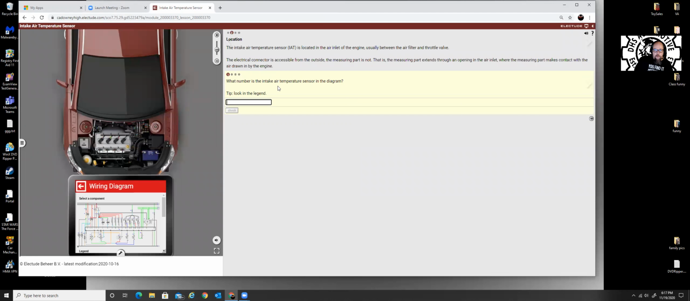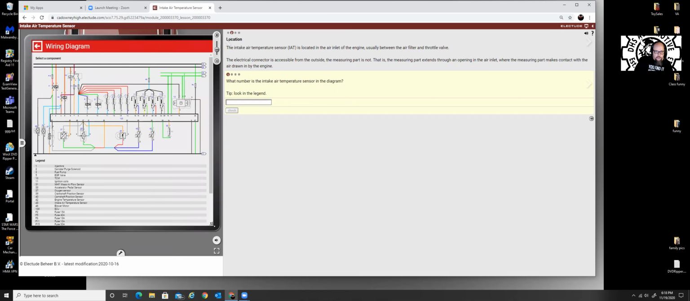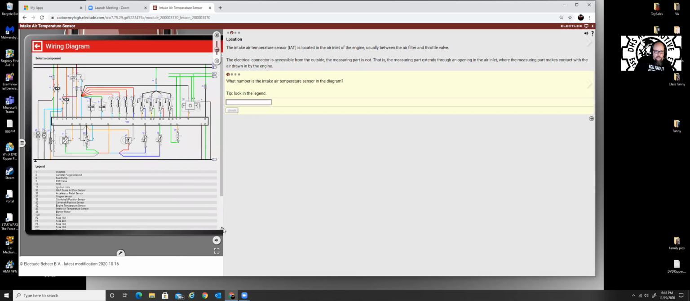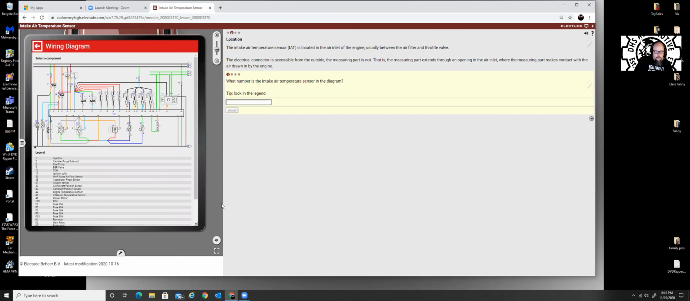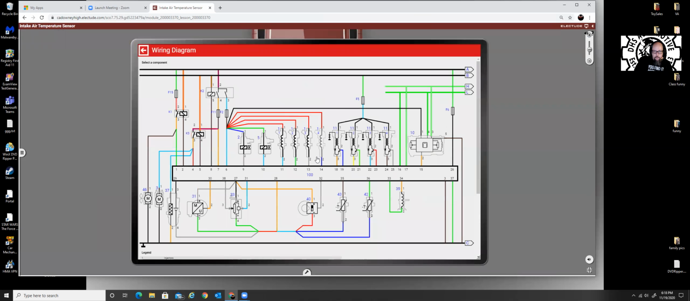So what number is the air intake temperature sensor in the diagram? So tip, look in the legend. Now, looking down here, there's no way to see what's going on in this diagram, and then likely on your screen, this is probably gonna be really, really tiny or what have you, okay? So you could get this, drag it up here, take this, stretch it on out, get a better view of things, okay? Like this, if I wanted to maximize that, I could. So great, now I got a large viewing area that I could work with.